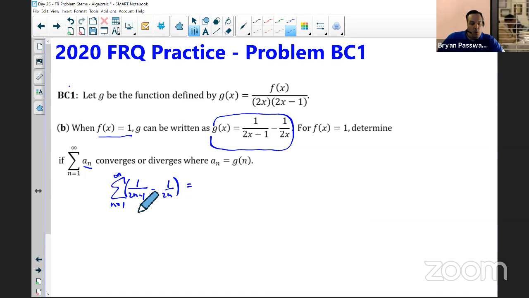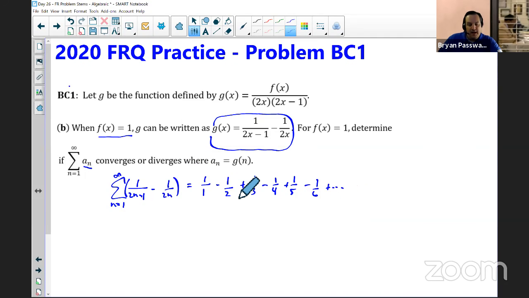So if I plug in 1 for n, right, we're going to get 1 over 2 minus 1. It's just going to be 1 over 1. And then plug in 1 here as well. That becomes 1 minus a half. Now let's plug in 2 for n. If I plug in 2 for n, 2 times 2 is 4, minus 1 is 3, right? That's going to become a plus 1 over 3, minus plug in 2 for n, the second part, that's minus a fourth. If I plug in 3 for n, we're going to get 1/5 minus a sixth.